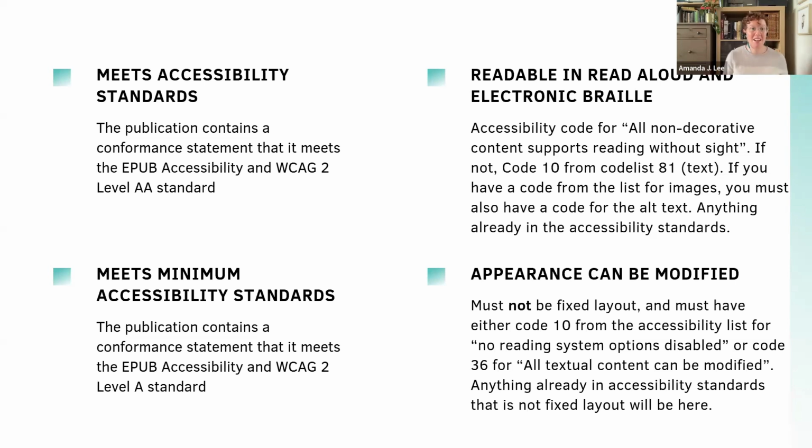Now, this seems really complicated. I know I've just thrown like 900 codes at you and you're like, please. But if you take those steps using ACE by DAISY, it'll tell you to add these codes and you'll just end up here.